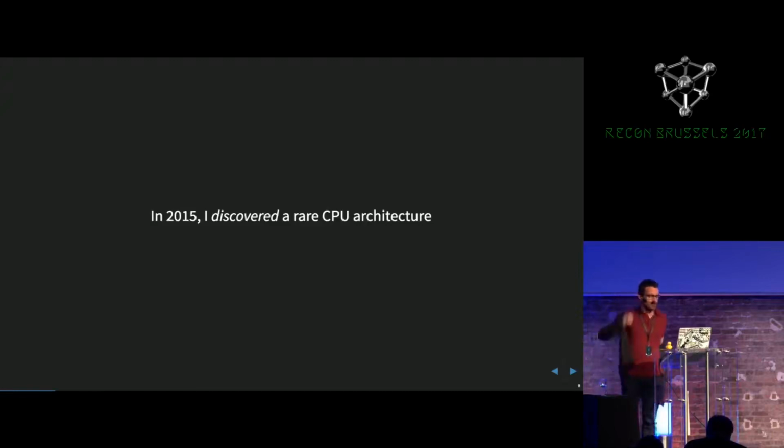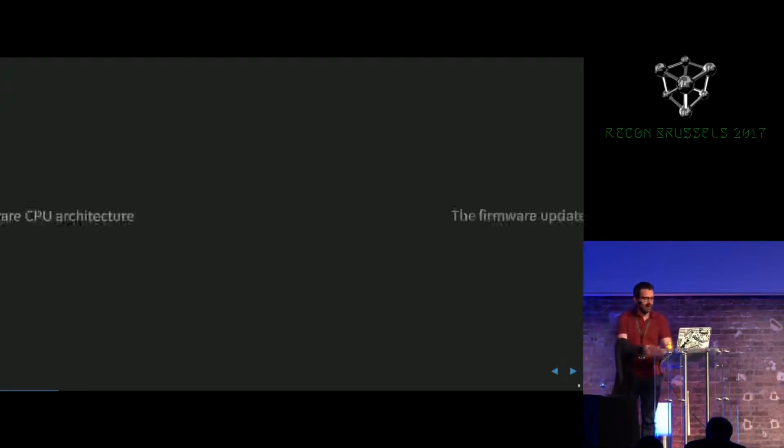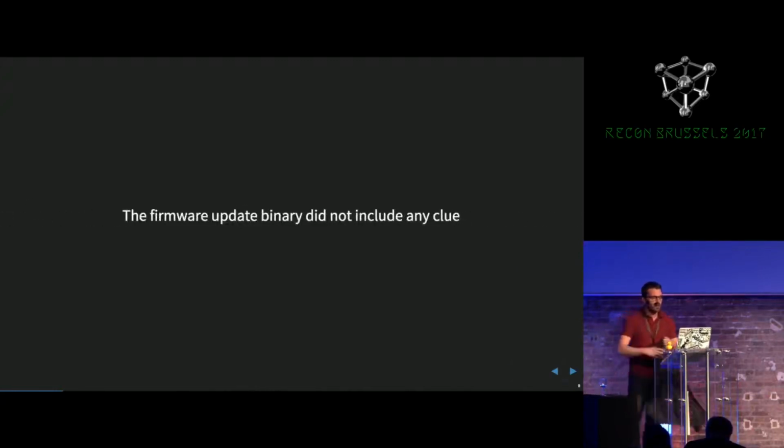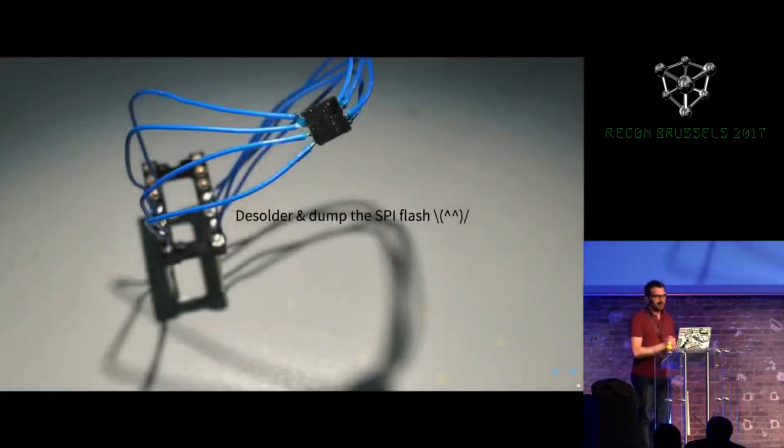So I started to play with the firmware update binary, and I played with binwalk, strings, and these tools, and none of them managed to find the architecture. So a friend of mine helped me to desolder the SPI flash and dump it. So at the end, we got a bigger binary. We tried binwalk and strings and other tools again, and we didn't find anything.